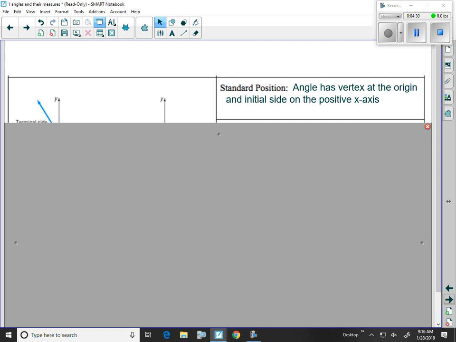Our next definition is called standard position. All that is, is that your initial side is on the positive x-axis. So when I look at drawing an angle, there's my coordinate plane. All this means is that your initial side is right there on that positive x-axis. Those are the kind of angles that we're going to work with. We really won't work with too many crazy angles here. Mostly they're going to be standard angles.